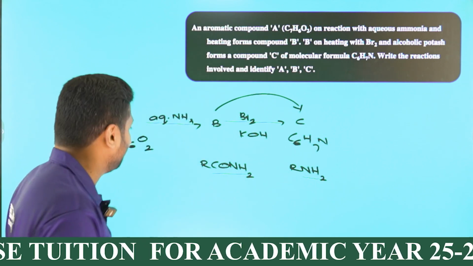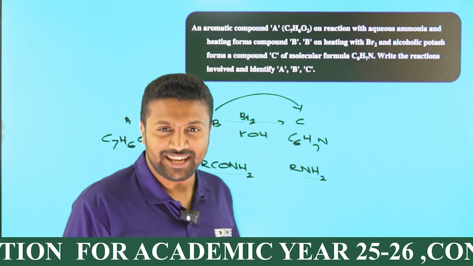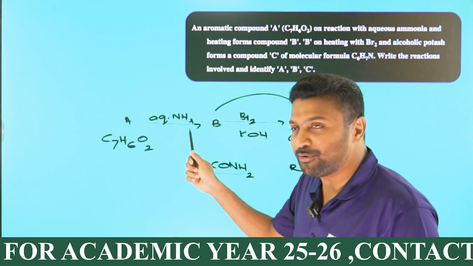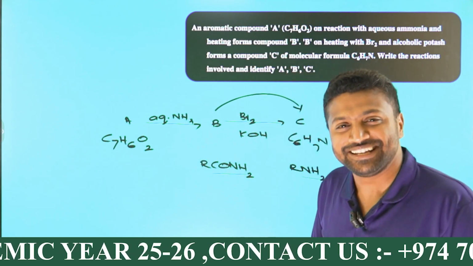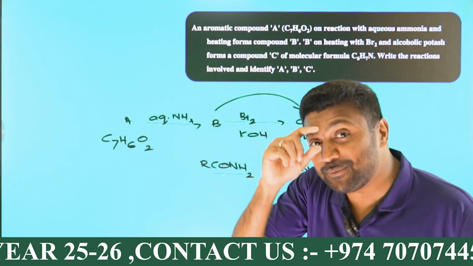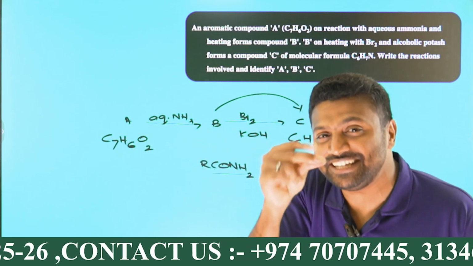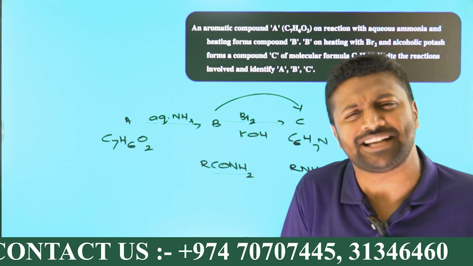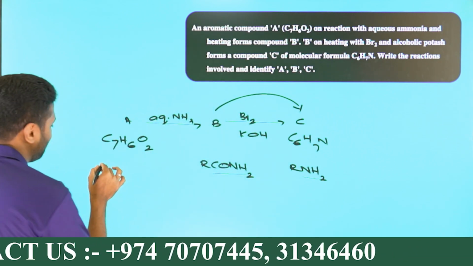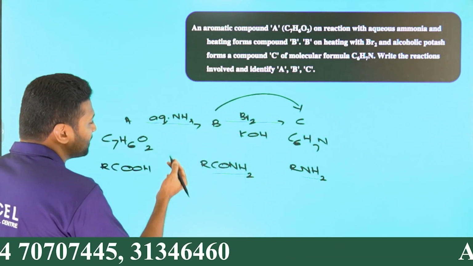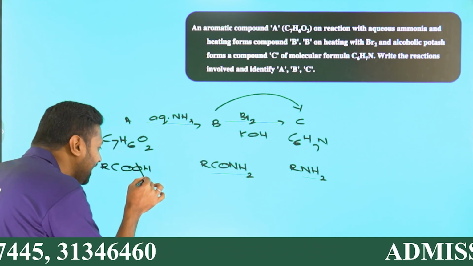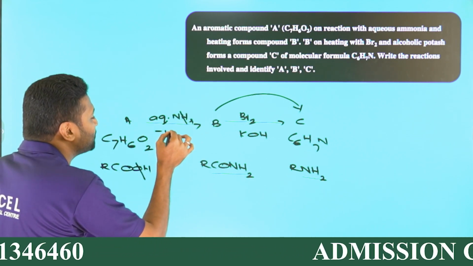Then who will be A? Someone A, passing over aqueous ammonia, NH3, gives CONH2. It's a carboxylic acid, for example RCOOH. When passing over aqueous ammonia, this OH will take H from here and be removed as water.